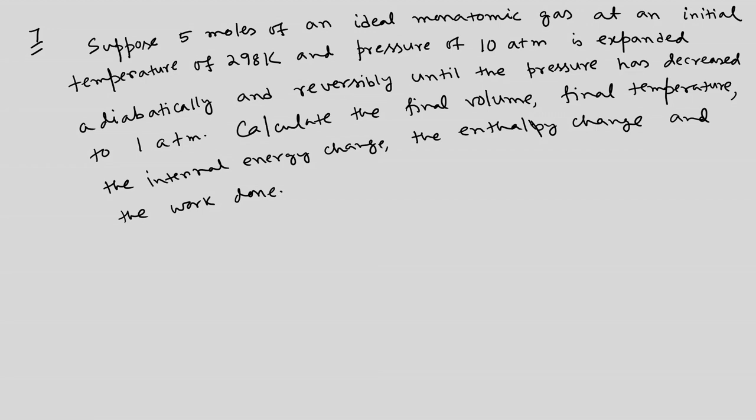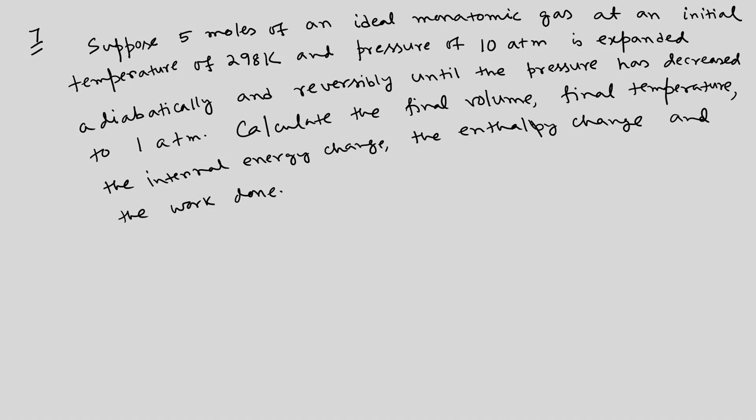So suppose 5 moles of an ideal monatomic gas at an initial temperature of 298 K and pressure of 10 atmosphere is expanded adiabatically and reversibly until the pressure has decreased to 1 atmosphere. We need to calculate the final volume, final temperature, the internal energy change, the enthalpy change and the work done. Okay. The problem is, as I said, pretty straightforward.